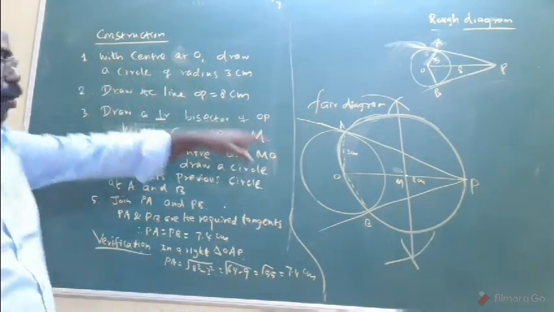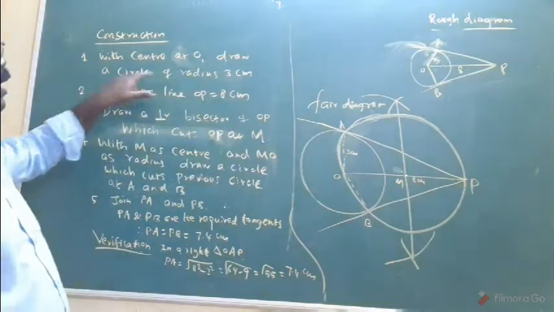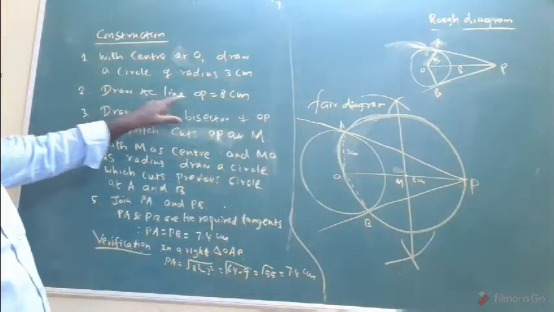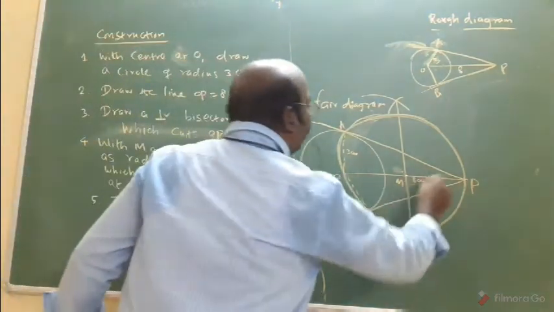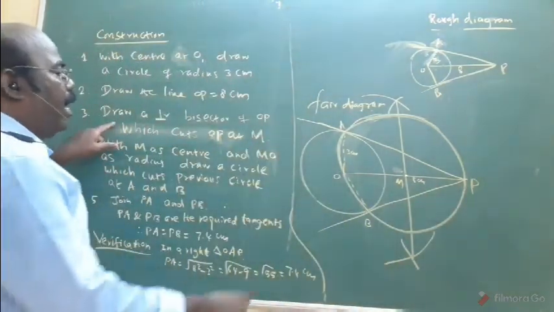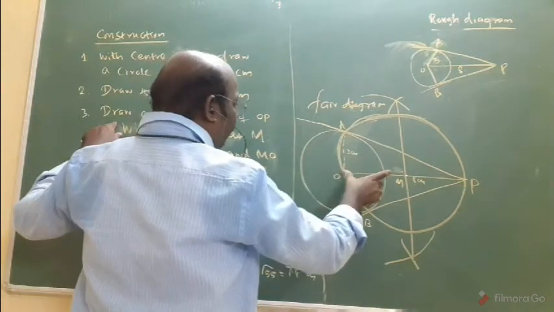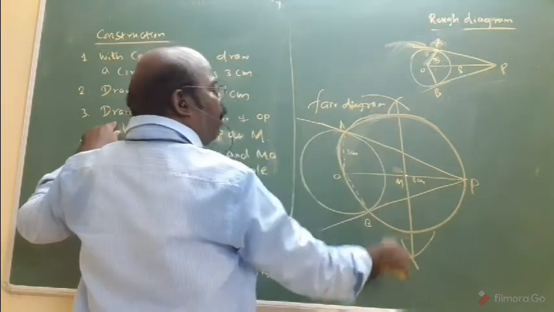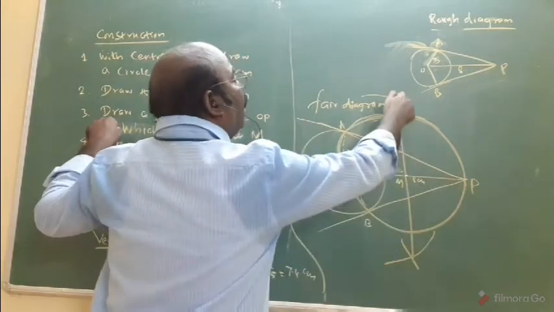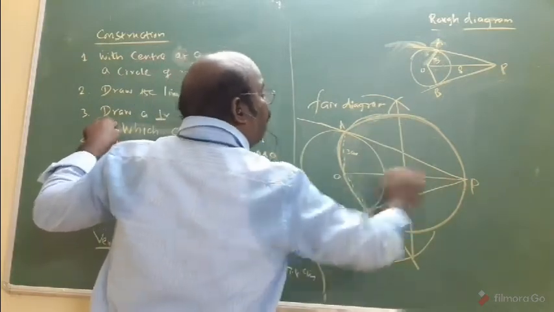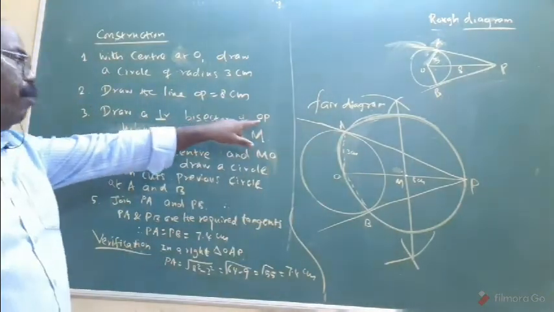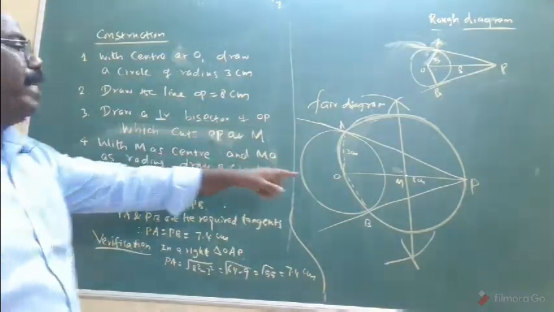With center O, try a circle of radius 3 cm. Then try a line OP equal to 8 cm. Try a perpendicular bisector. Take more than half of the length, cut the arcs above and below, from P above and below. Try a line. This is called the perpendicular bisector. That is the midpoint. Try a perpendicular bisector of OP which cuts OP at M.